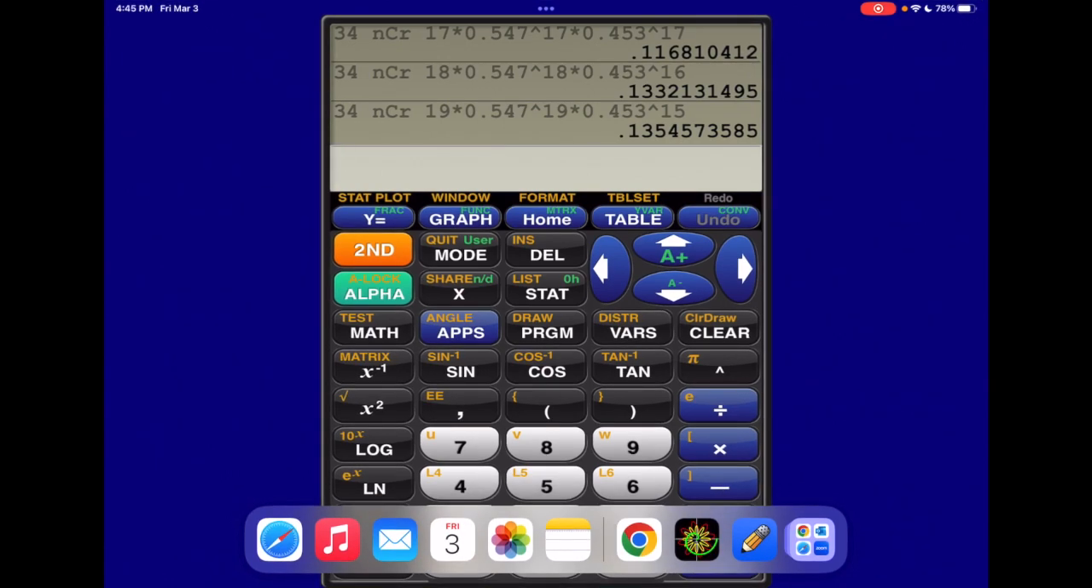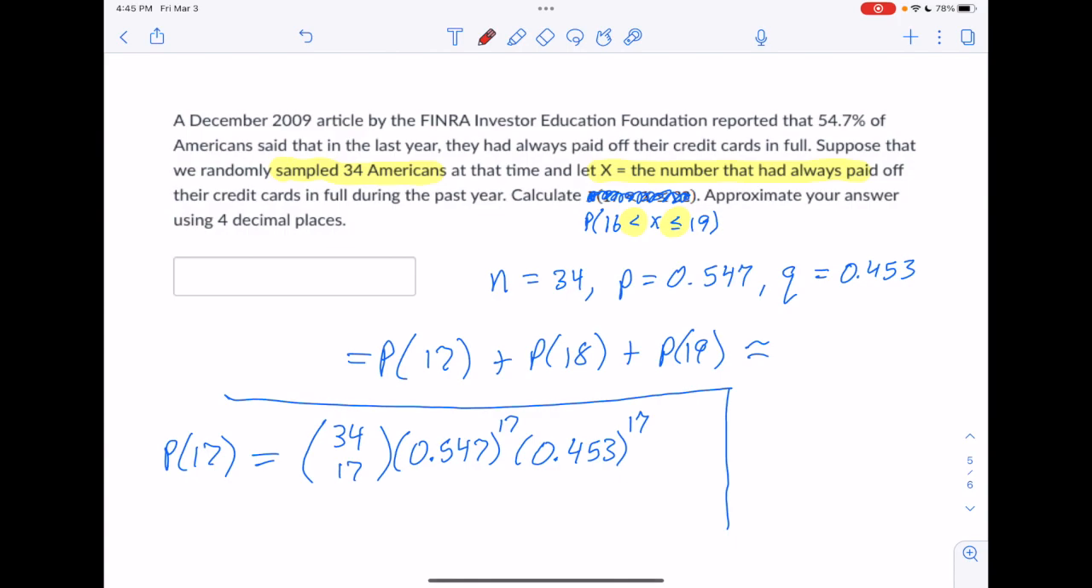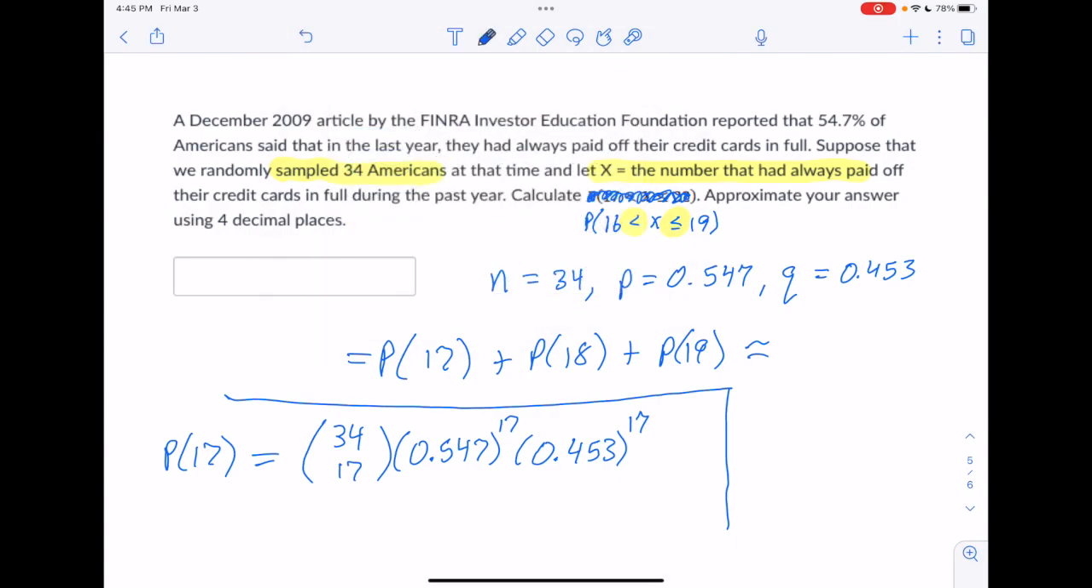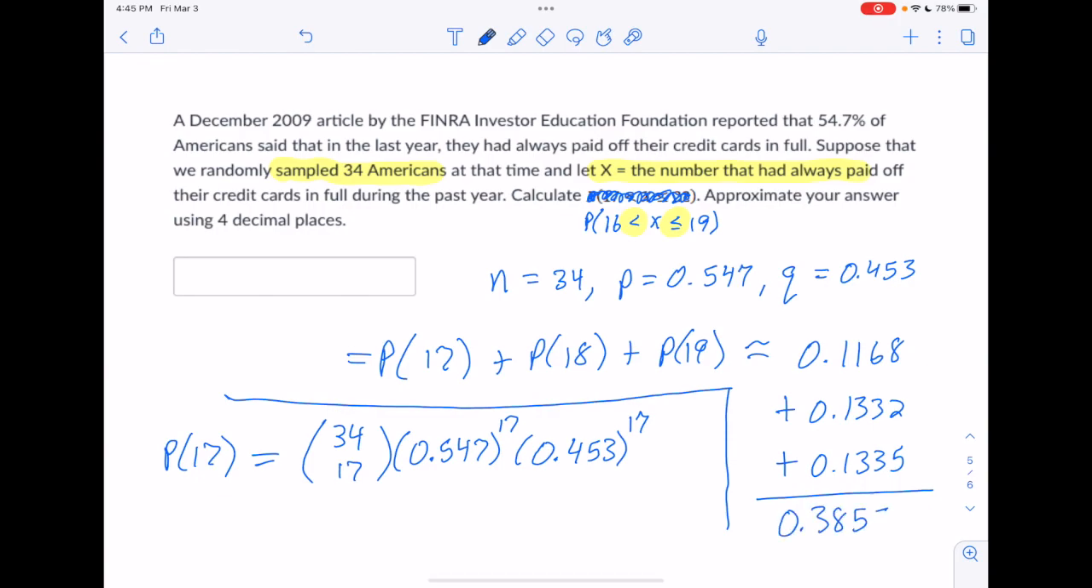So now that we've done that, we can come back and start writing down those answers. So for P of 17, we had 0.1168. Then we'll add P of 18, which was 0.1332, plus 0.1335. Add all those together, and you get 0.3855. And that would be our answer for this question.